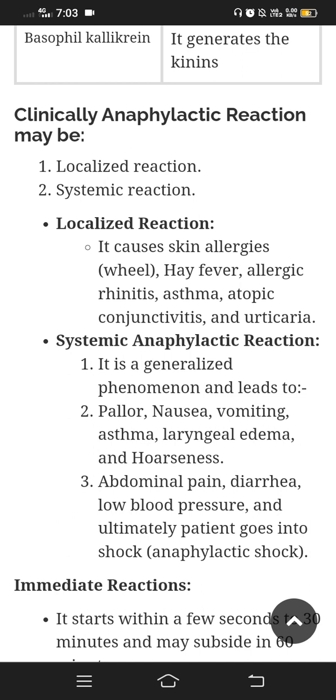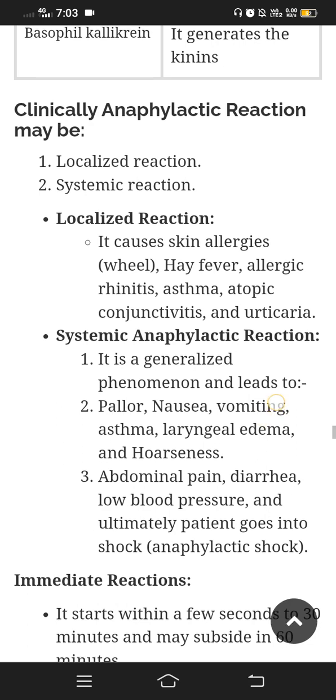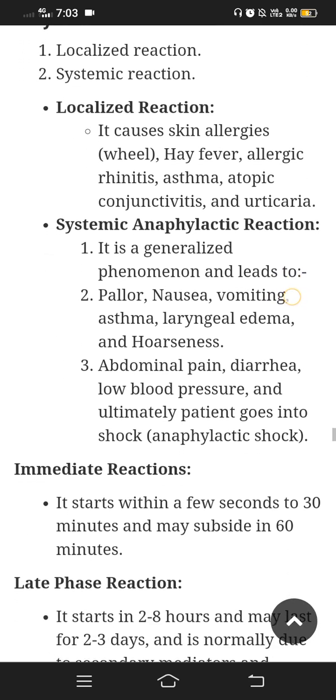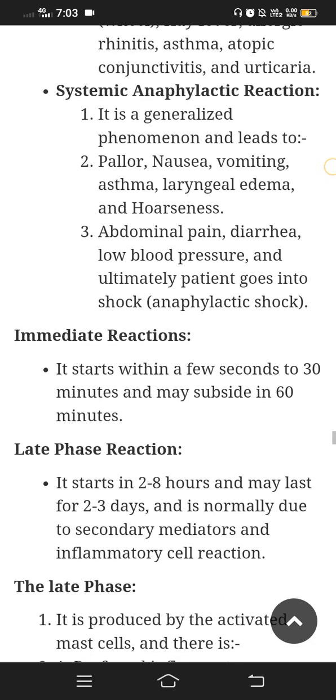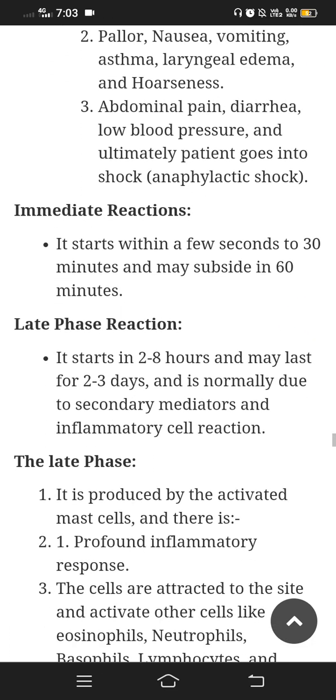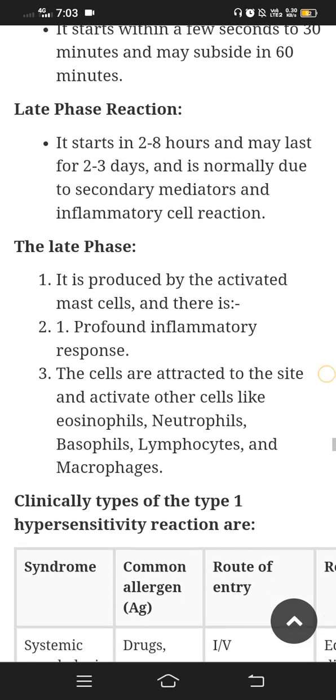Systemic anaphylactic reaction is generally a phenomenon related to nausea, vomiting, asthma, laryngeal edema and abdominal pain, diarrhea, low blood pressure, and immediately the patient goes into shock. It starts within a few seconds to 30 minutes. Late phase.